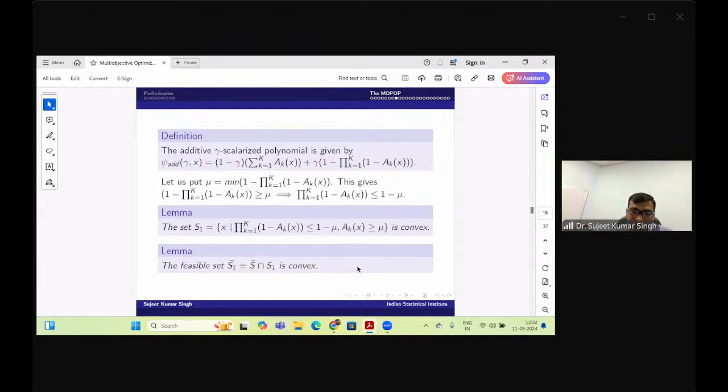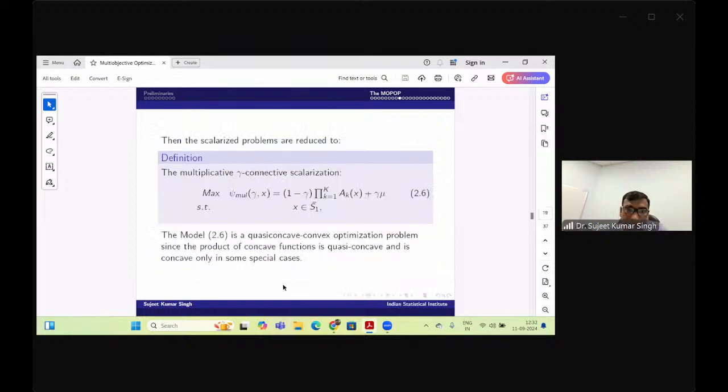That means this set S1, which consists of all those points satisfying this condition that we obtained from the second term, is a convex set. Then instead of taking this second term into the objective itself, we have moved it into the constraint, and we proved that adding this set into the constraint will not change the convexity of the feasible region, because the intersection of convex sets is convex, and the earlier one was already convex. The resultant feasible region is still a convex set. That is another lemma we have shown.